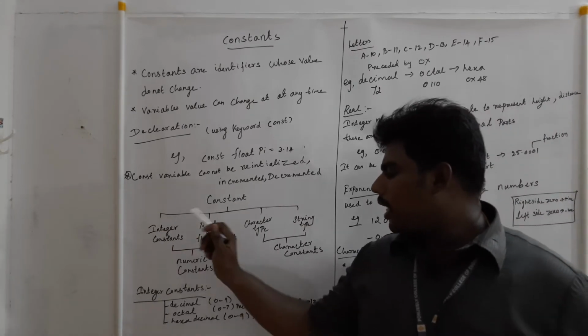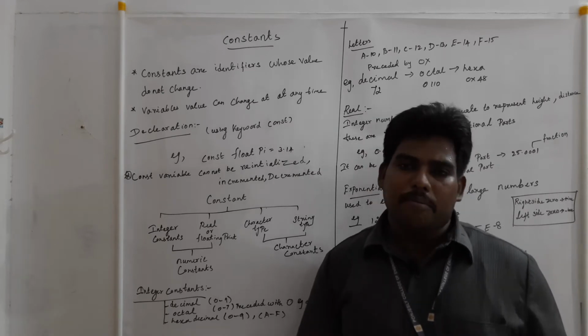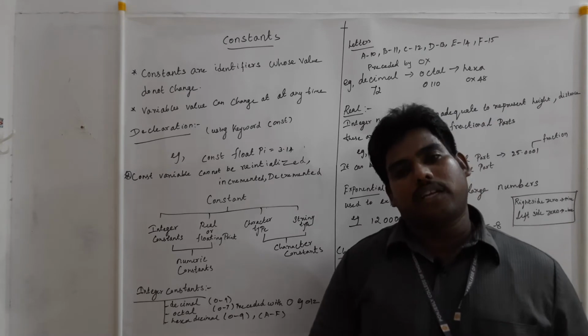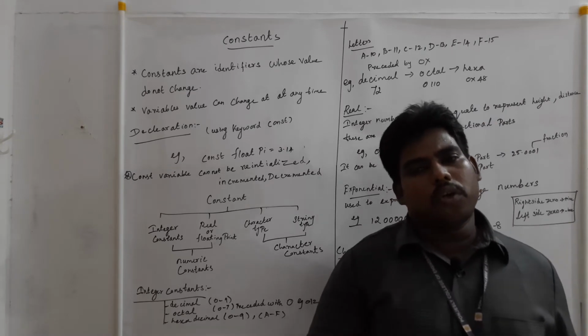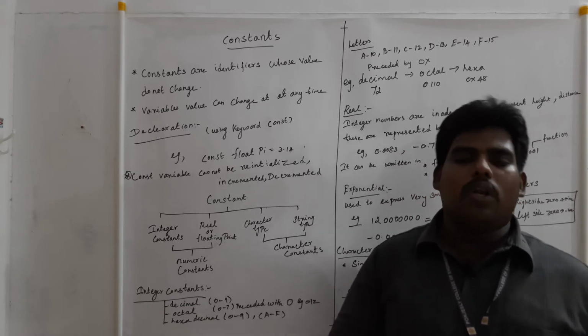First, let us see the integer constant. What is an integer constant? Integer numbers, that is, without decimal points: 0, 1, up to any number, whole numbers.